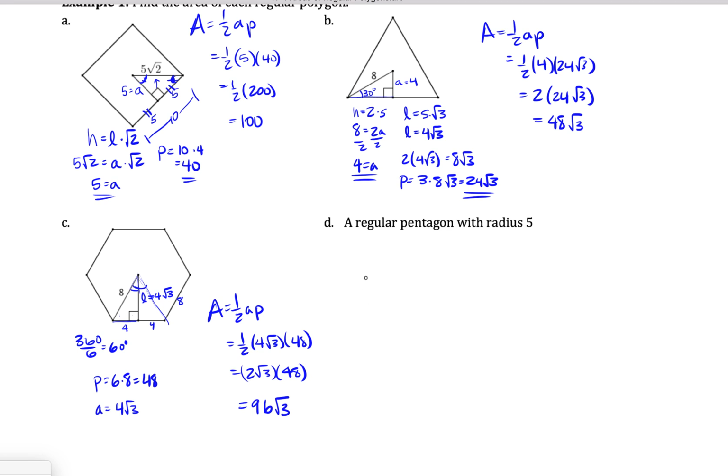Okay, folks, in class we'll be taking a look at the area of a regular pentagon with a radius of 5. So if you want, you can try first drawing out that picture, and then in class we will take a look at how we can calculate the area of that.